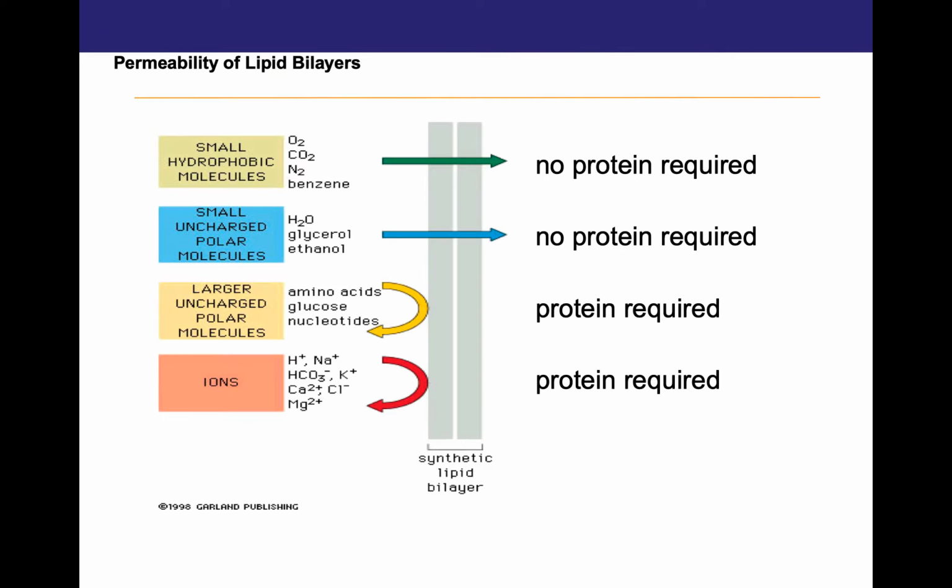Most of the time when we're talking about passive diffusion, we're talking about small hydrophobic molecules. Small hydrophobic molecules, this includes oxygen. You can see at the top box, carbon dioxide, nitrogen, some of these gases, benzene. It also includes small uncharged polar molecules: water, glycerol, ethanol.